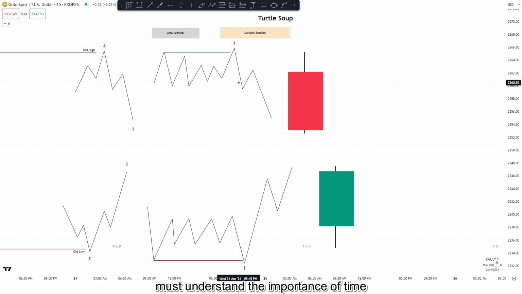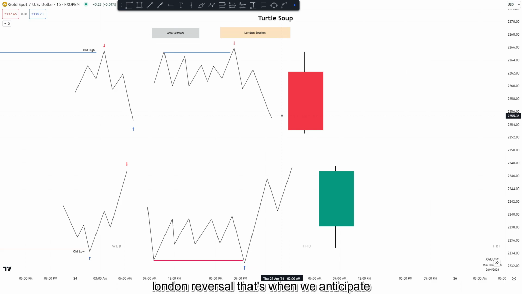We must understand the importance of time because the algorithm is programmed to move at certain times throughout the trading day. The turtle soup is a reversal pattern, meaning we have to be in price at a specific time when we anticipate the algorithm to then shift course. The London session is so key because it's known for its reversals, called the London high or London low. It's known to create the high or low of the day during London session before reversing in power of 3. We'll talk about this later.